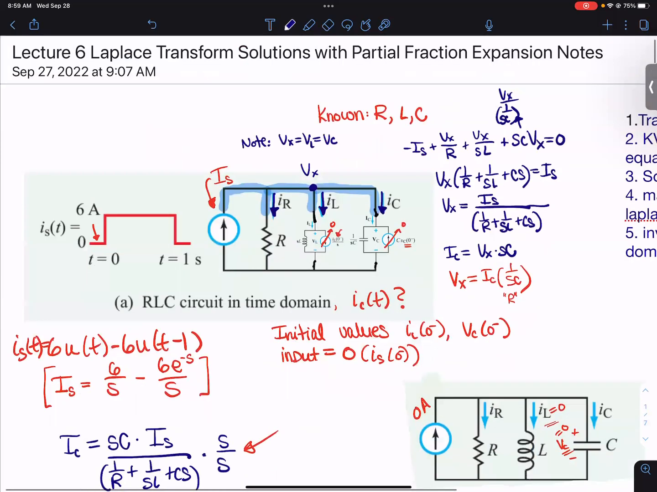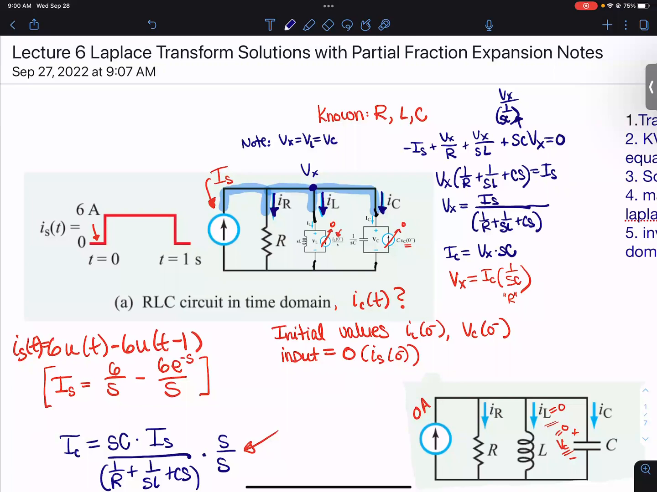Where was it? Okay, this was at 0. And this one was at 1 second. So you know that u of t is going to look like this at 0. So it's going to change at 0. And then you know that a time delay is going to do it at the exact time. So if this is at 1, then this would be u of t minus 1.